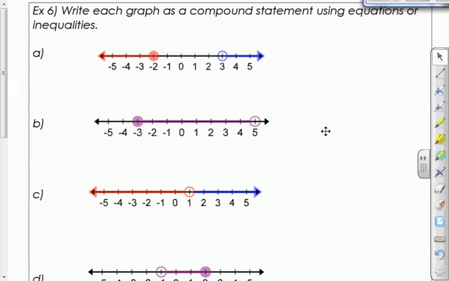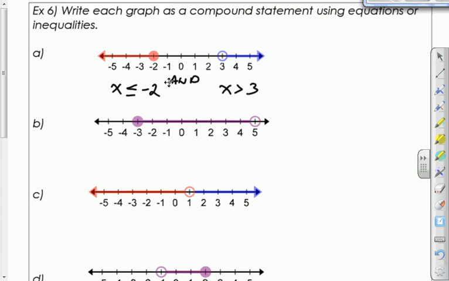Let's try it the other way around. Here are some graphs in example 6, and we're asked to write them as compound statements. Let's look at A. So let's take this shading here. Notice it's a filled-in circle, so our boundary would include negative 2, and it's shaded to the left. So this would be all real numbers that are less than or equal to negative 2. This shading here shows that we don't include the 3, and we're shading to the right. So it's all real numbers that are greater than 3.